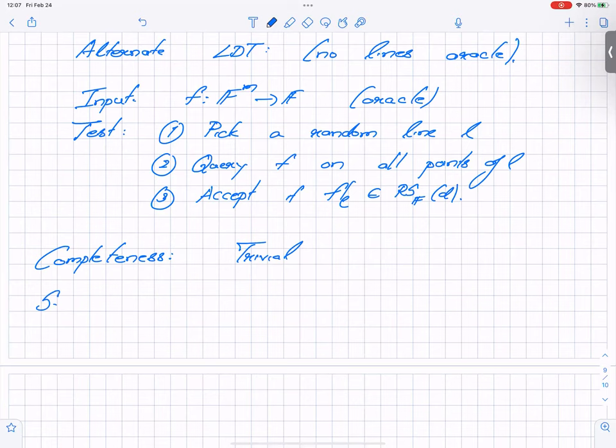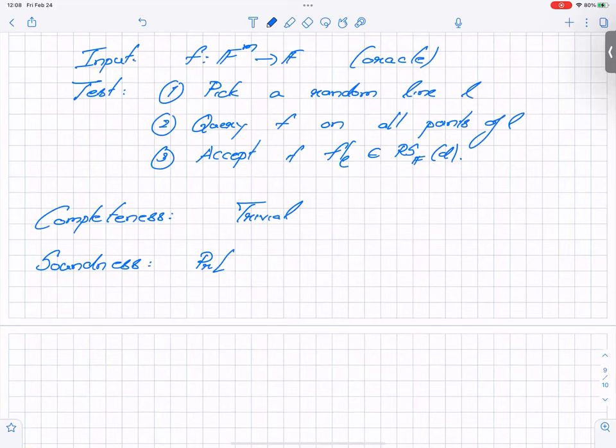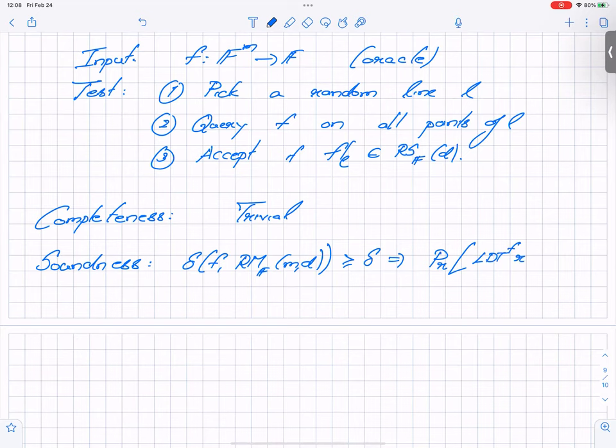Soundness, what we would like is the following statement. Let's call this NDTF. Probability. So let's write it this way. If the distance of F from the Reed-Muller code is at least some delta, you want to say the probability that the low degree test rejects is at least some omega. This is it.